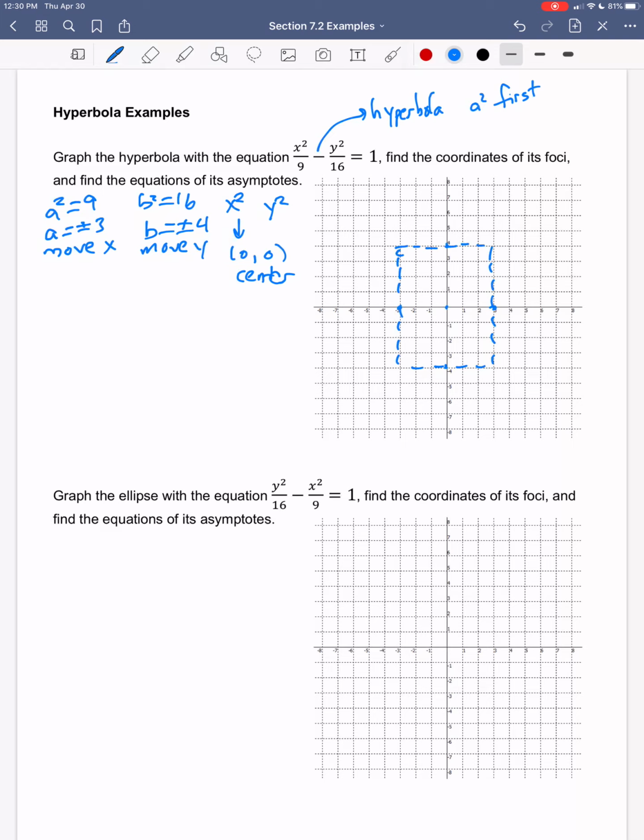For an ellipse, I could have also made the box, and the ellipse would have been on the inside of the box, but the hyperbola is on the outside. What I need for a hyperbola is to connect the corners of the box and make the asymptotes. Didn't line up there very well. Okay, so then I make my asymptotes this way.